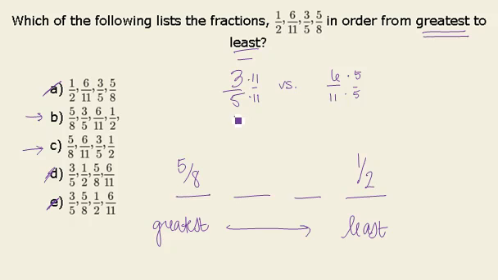So 3 times 11 is 33 55ths, and 6 times 5 is 30 55ths. So I know 33 55ths is greater, which means that 3/5ths must be greater than 6/11ths. And again, I'm going from greatest to least. So 5/8ths, 3/5ths, 6/11ths, and 1/2. Choice B is my answer.